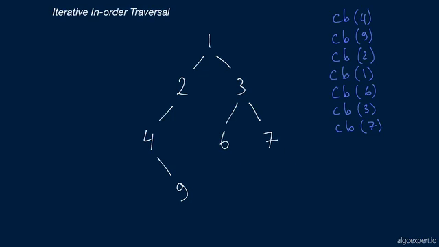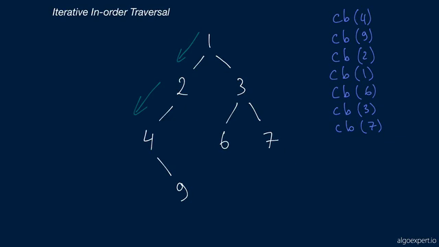Because think about it. If you are coming from the node with value 1 to the node with value 2, if you're going from here to here, then you know that you should not call the callback on the value 2. Because in in-order traversal, you first explore all the nodes to the left, then the current top-level node, then all the nodes to the right. So in this case, you would want to first go down here and explore all of this left subtree of the node with value 2.